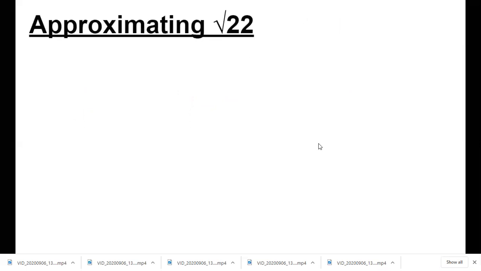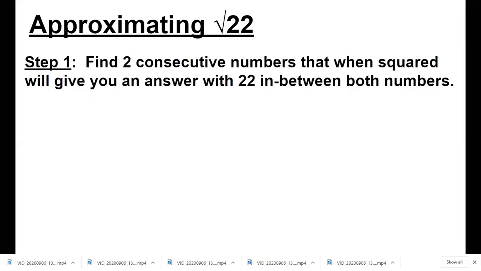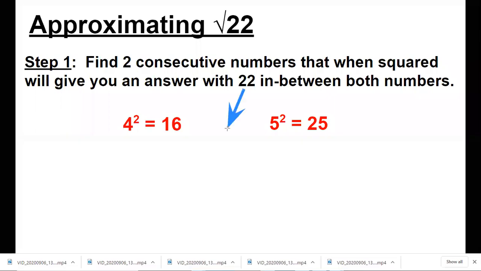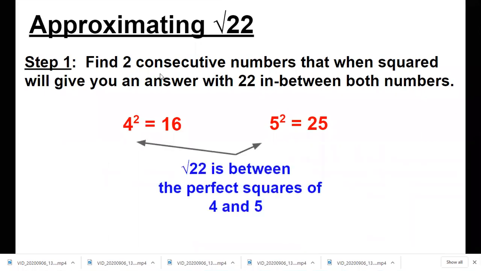Okay, approximating the square root of 22. Step 1, find two consecutive numbers that when squared will give you an answer with 22 in between both numbers. So we've been trying to find the upper limit and the lower limit, right? So 4 squared equals 16, that's my lower limit. And 5 squared is equal to 25, that is my upper limit. We know that 22 will fall somewhere in between 16 and 25. So the answer to the square root of it will be somewhere between 4 and 5. So square root of 22 is between the perfect squares of 4 and 5.